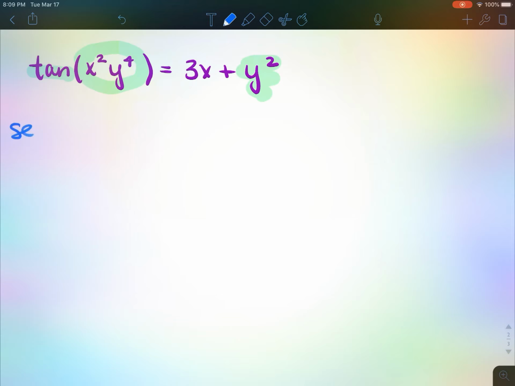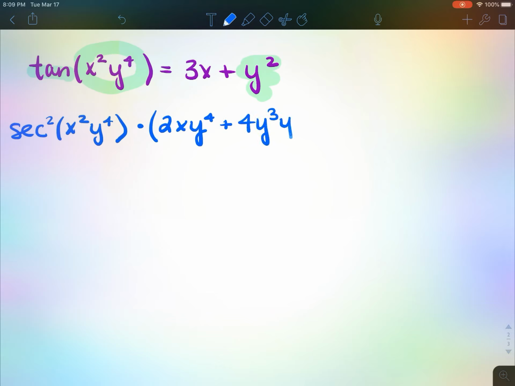So the derivative of tangent is secant squared of whatever you have, times the product rule of the inside. So we're going to do 2x y to the fourth plus, what do I have here, 4y to the third y prime x squared, equaling 3 plus 2y y prime.